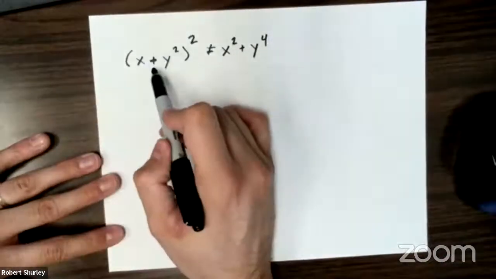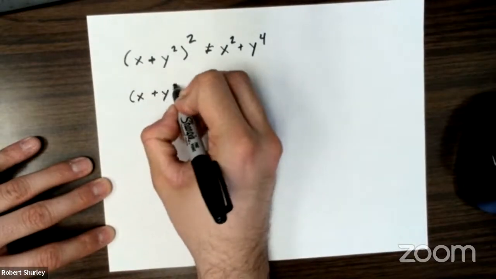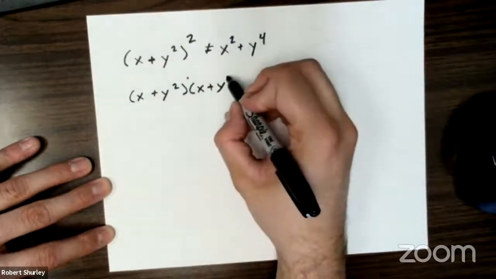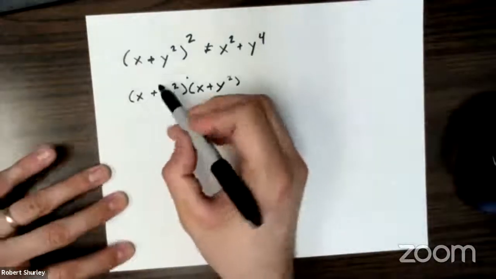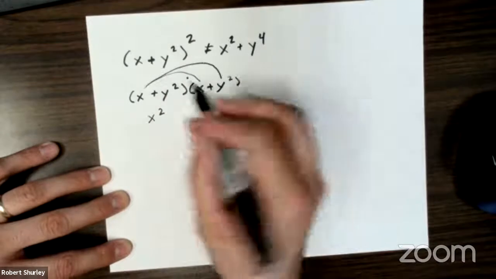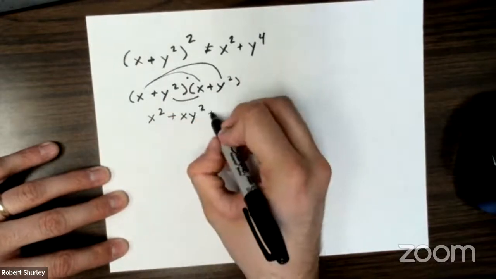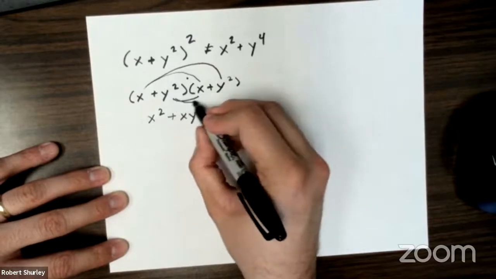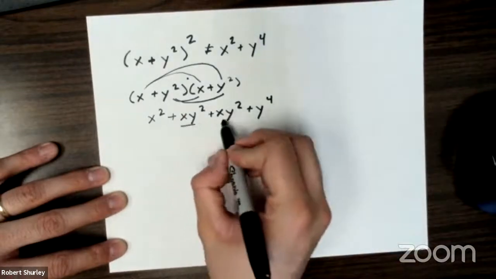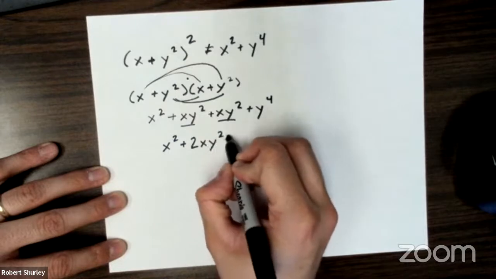What we have to do, because it's a plus sign, we have to FOIL it out. Do you guys remember how to do this stuff? You'd have to multiply it out like this. You'd have to do x times x, that's x squared. X times y squared, that's xy squared. Same thing on the middle, plus xy squared. And then lastly, y squared times y squared, that's y to the fourth. We can add the middle two together. So we get x squared plus 2xy squared plus y to the fourth.